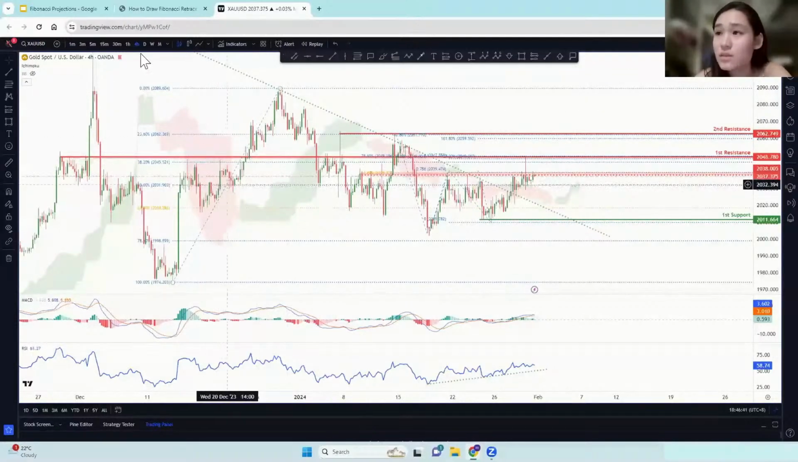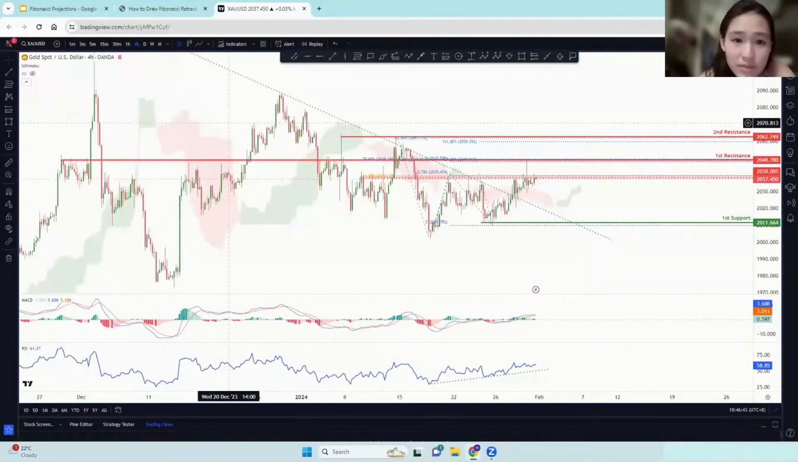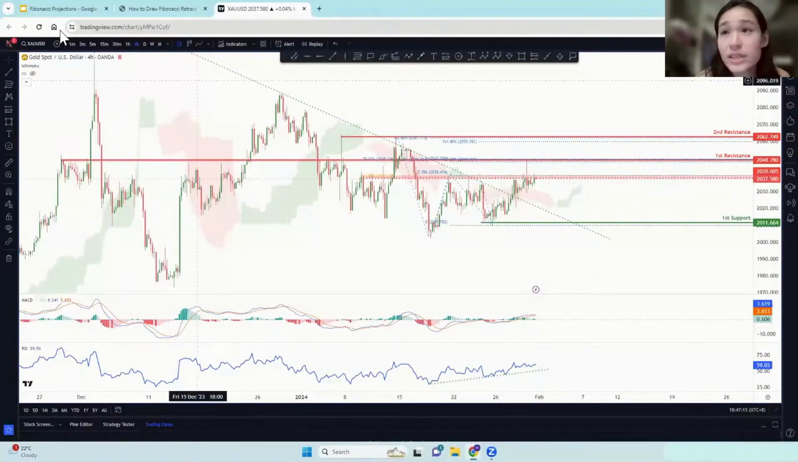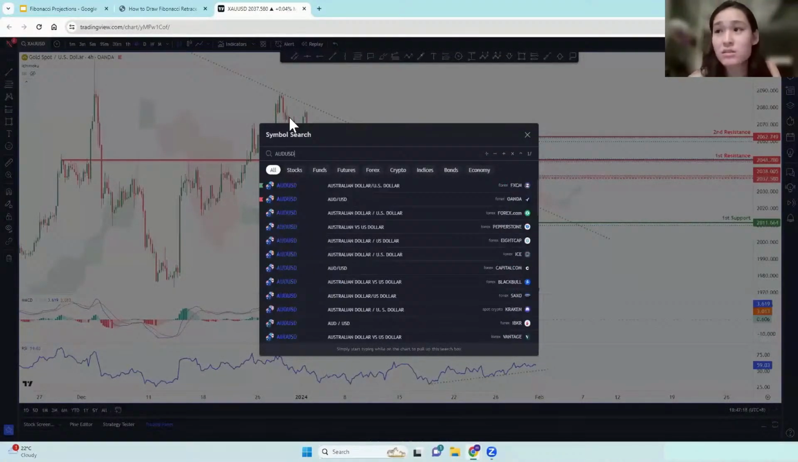Okay. Do you guys have any requests for any charts you'd like me to go through? I think we have time for one more chart. Okay, let's go ahead and look at, let's look at DXY. Actually, let's look at AUD.